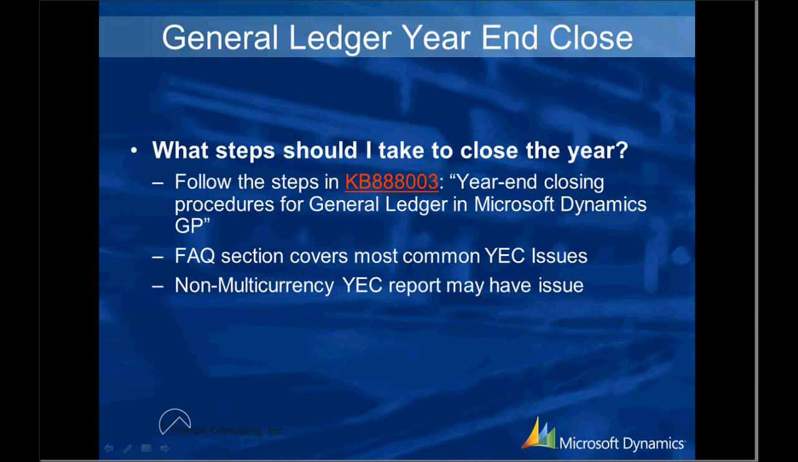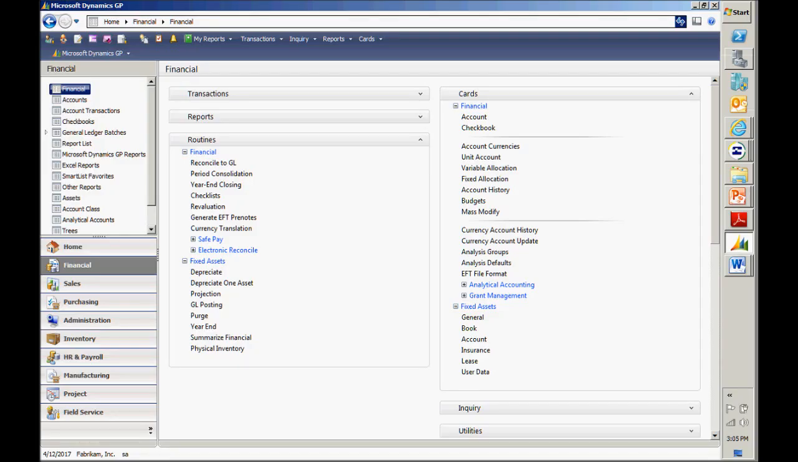Steps that should be taken is to follow the KB for the year-end closing. There's a frequently asked question, and multi-currency year-end reports may be issued. Okay, the last step of the year-end closing is closing general ledger.